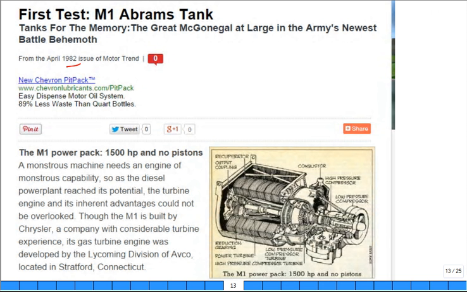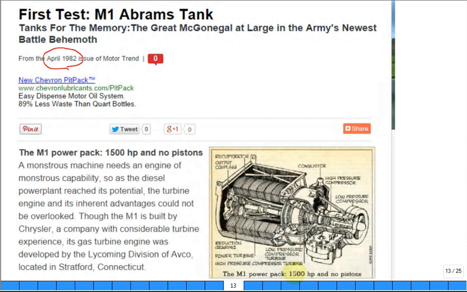This is an article published in 1982. The tank's been out for a while, okay? So if it was in production in '82, what time frame do you think the engineers started working on this? The 60s. In the 60s, okay? So there's been more updates and a lot of work to it.